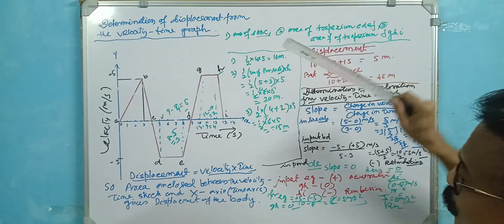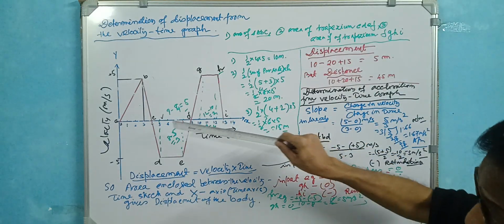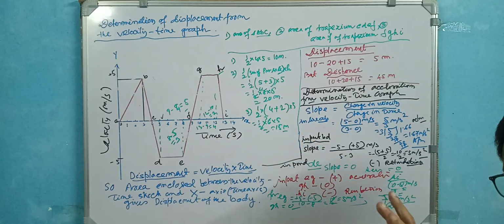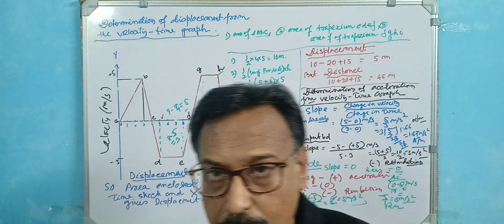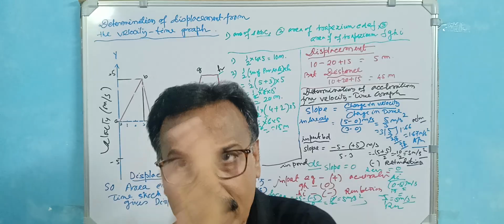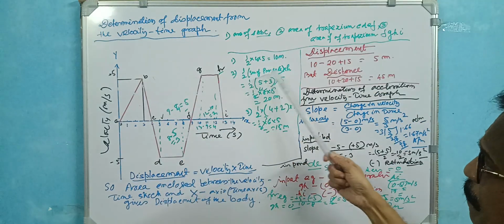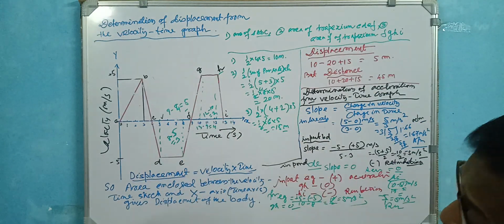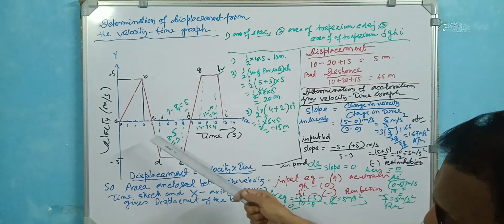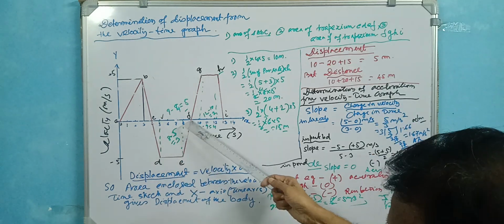So half base into altitude is 10 meter. Now what is the area of this trapezium? You know the area of the trapezium is half the sum of the parallel sides into height. That means the sum of the parallel sides, this CF and D.